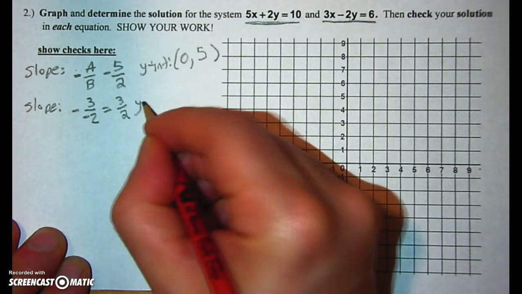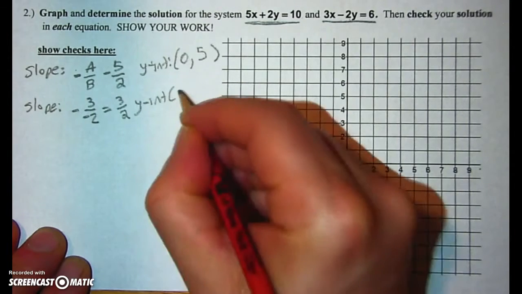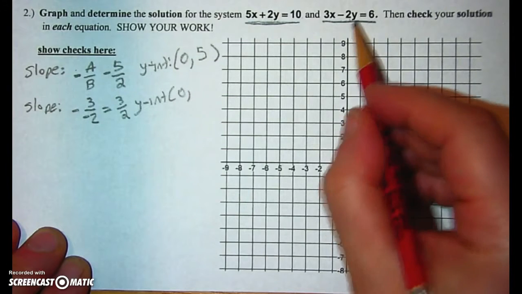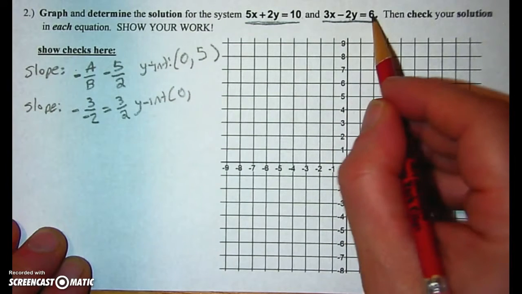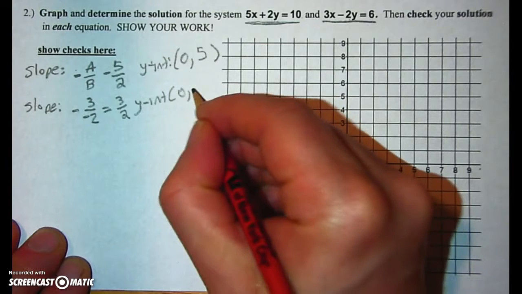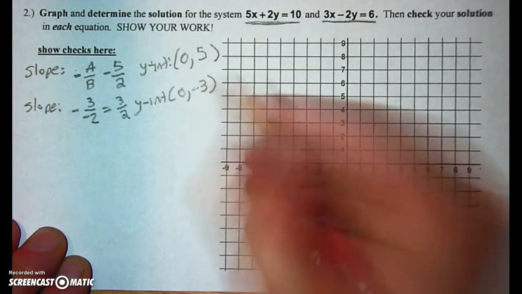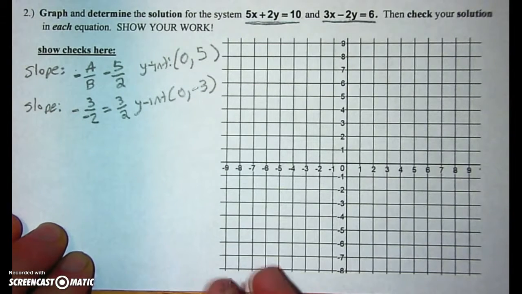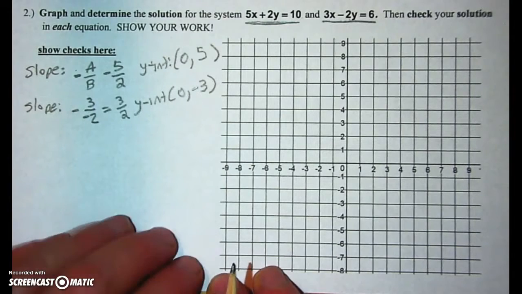Our y-intercept here, we know x is 0. Let's see what happens. Negative 2 times what is 6? Negative 2 times negative 3 is 6. So we have our 2 slopes. We have our 2 y-intercepts we can graph.